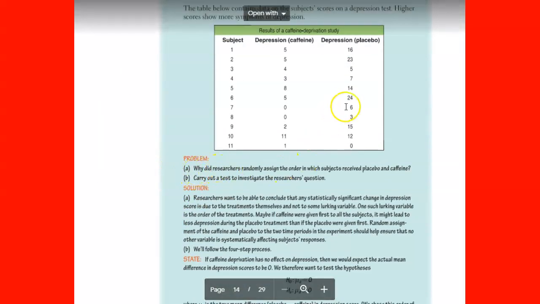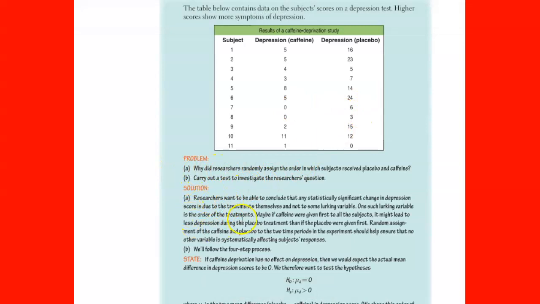the first question says, why did they reverse the order? And that's interesting. It does matter, but we're not going to talk about that right now. We're going to talk about B. Carry out a test to investigate the researcher's question. The researcher's question is, does caffeine or lack of caffeine increase people's depression level?